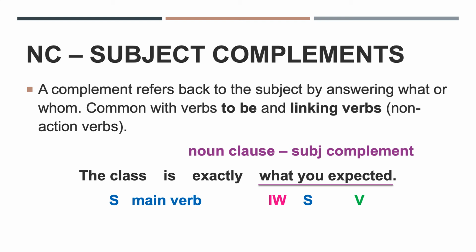It is telling us what kind of class we were anticipating. That means it modifies the subject and not the actual verb. This is what makes it a complement. And you're going to see that the noun clause has the introductory word what, the subject you, and the verb expected.